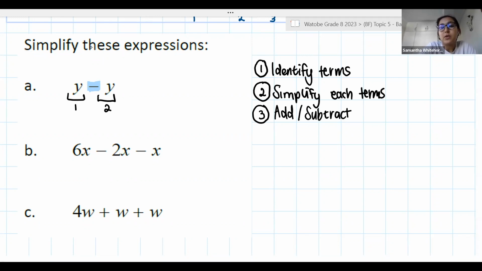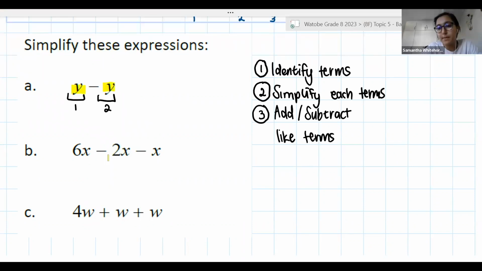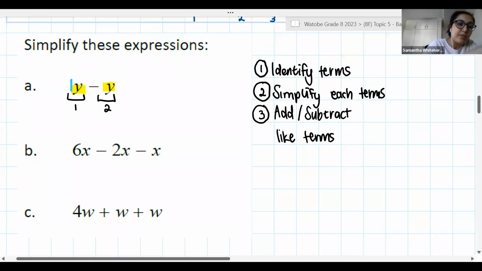Now we've spoken about what like terms are. They are terms with the same variable and the same exponent. And so what we can see here is that y and negative y are like terms. It's the same variable with the same exponent of 1. Now guys, what you also need to remember is that in front of any variable, there is a coefficient of 1. So if there is not a number written in front of your letter, there is actually a 1 there. It's a ghost 1. We don't have to write it in, but it is there.